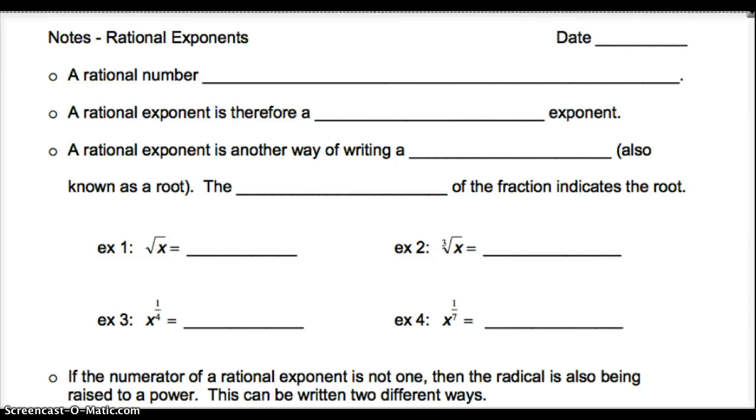All right, so today we're talking about rational exponents, and rational exponents come right after radicals for a very specific reason. I can rewrite any radical that I see with any index number as a rational exponent. Now, first of all, we need to know what a rational number is. Who can tell me what a rational number is?